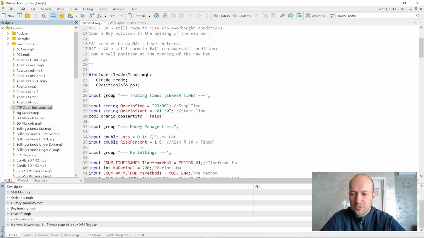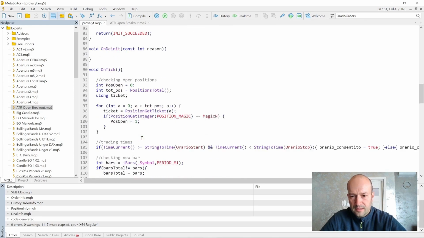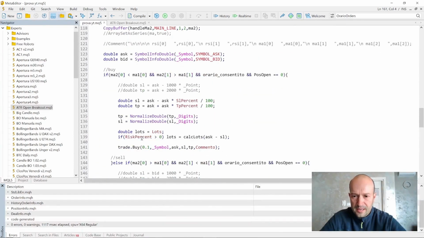So in this case, I use 0.1, or I use the percentage risk, and here I enter my risk, 1 or 0.5, whatever I want. If I set it to 0, which I'll show you why later, I use the fixed lot size, so 0 means fixed lot size. In the code, let's look at where we were making the trades.